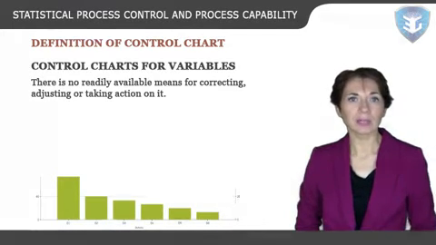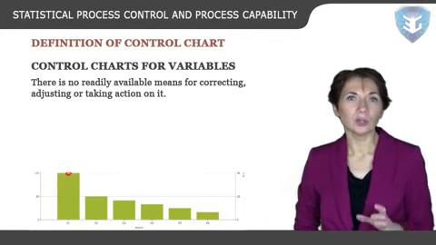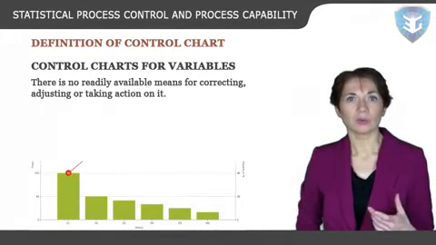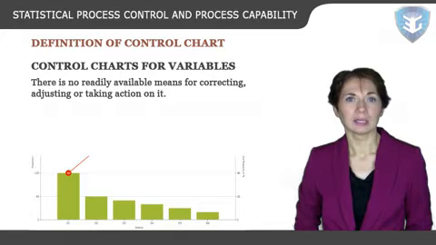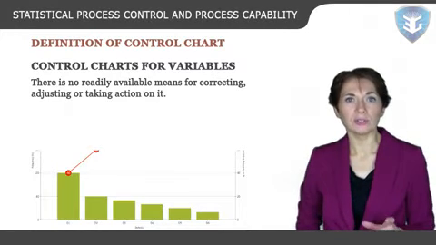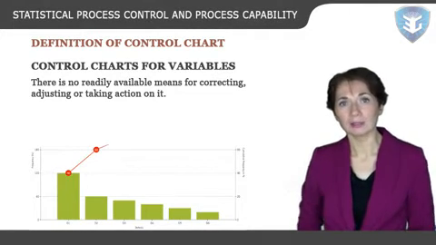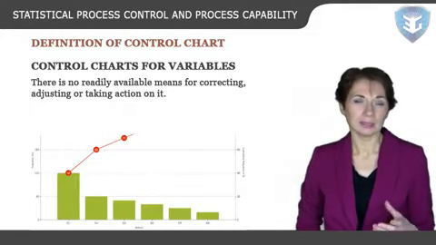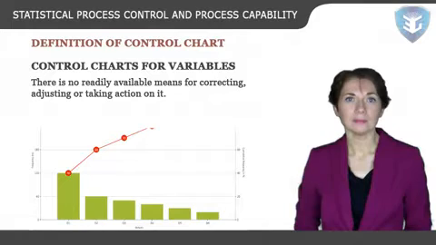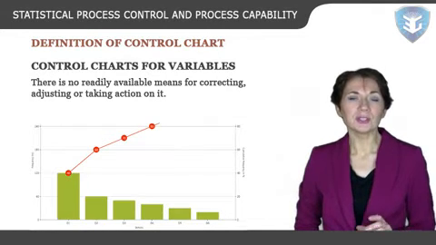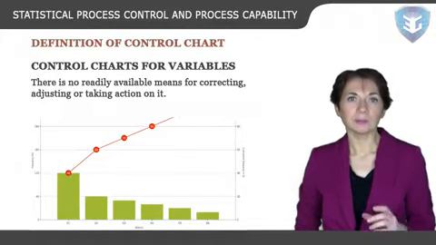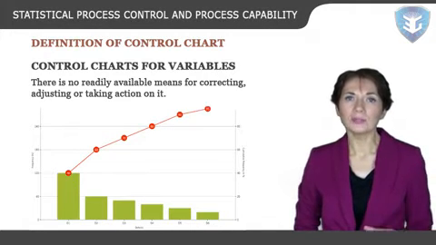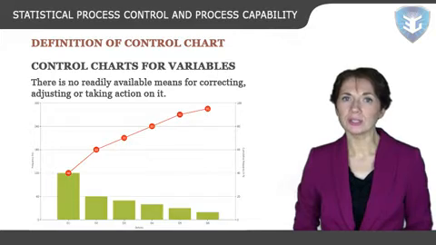Control charts for variables. There is no readily available means for correcting, adjusting, or taking action on it. If the observed difference is known to be due to a special cause, then a search for and a possible correction of the cause is sensible. Adjustments by instruments, computers, operators, instructions, etc. are often special causes of increased variation.